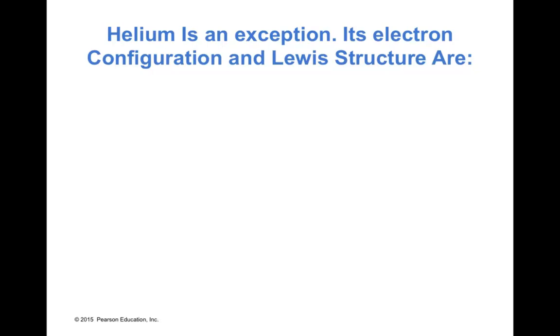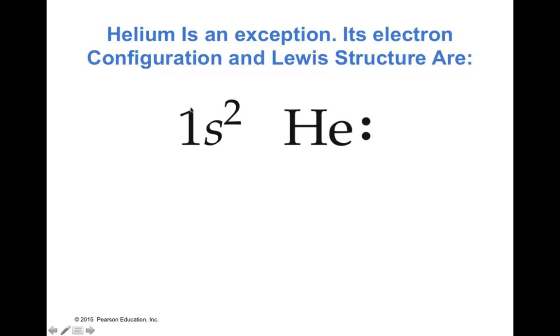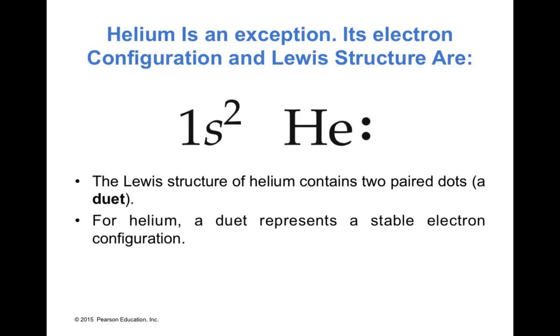So helium is an exception. Its electron configuration and Lewis structure is this one. This is the electronic configuration, 1s2, and in helium we're going to have 2 electrons creating a lone pair. The Lewis structure for helium contains 2 paired dots, or a duet. For helium, a duet represents a stable electron configuration. This is the only element that's going to have a duet without having lone electrons first. All the others need to have lone electrons first, and then we start to pair them. But helium is the only one that's going to have a pair of electrons without lone electrons around the helium.